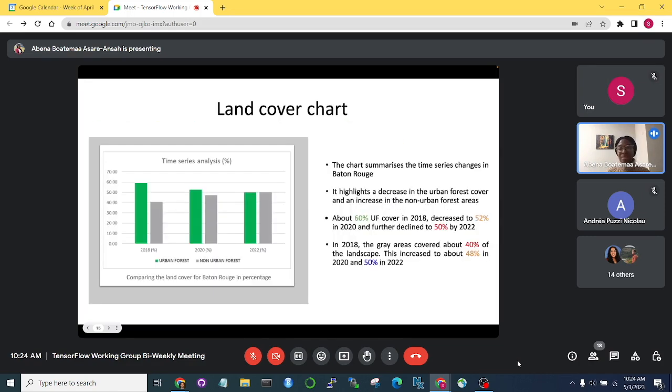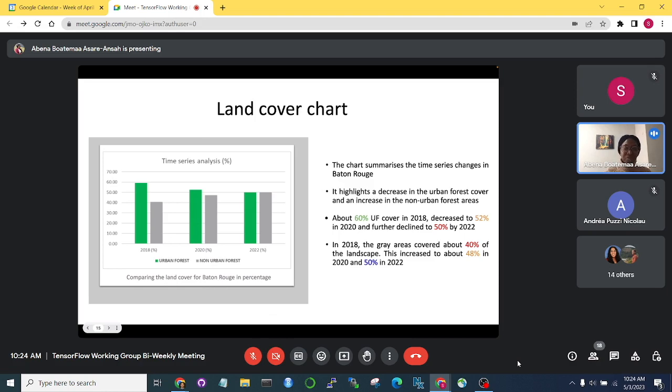So this is just a summary of the changes identified in the land cover. In 2018, the urban forest had a cover of close to 60%. And then in 2020, it had reduced to about 52%. And then by 2022, it has also reduced to about 50%.